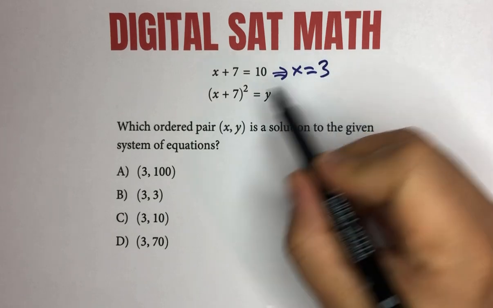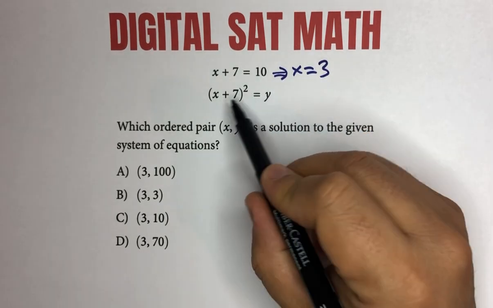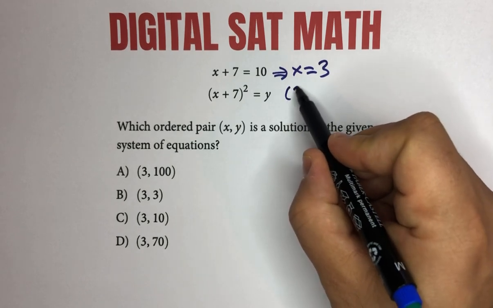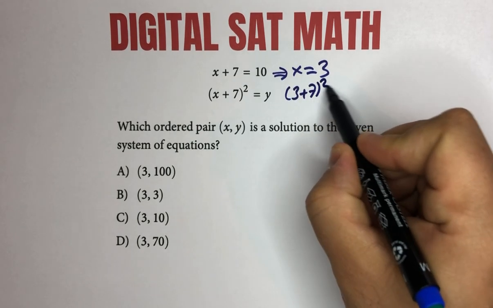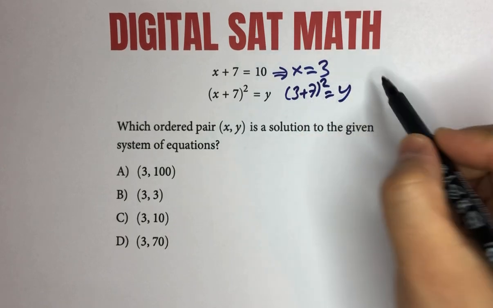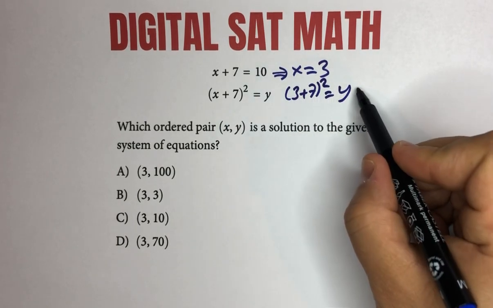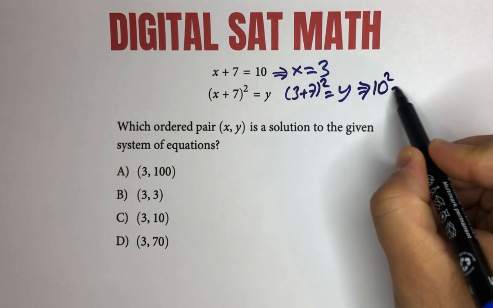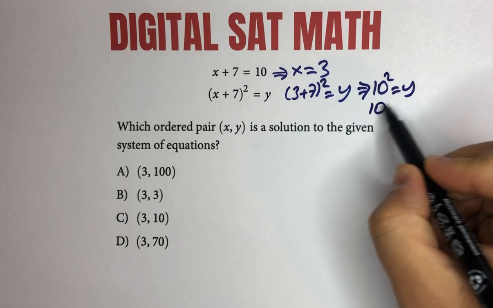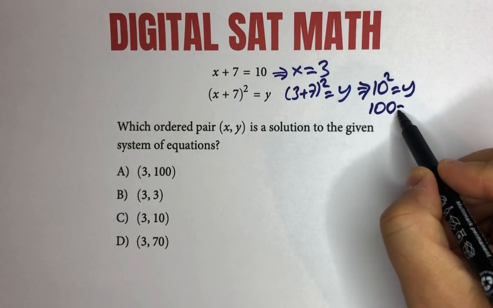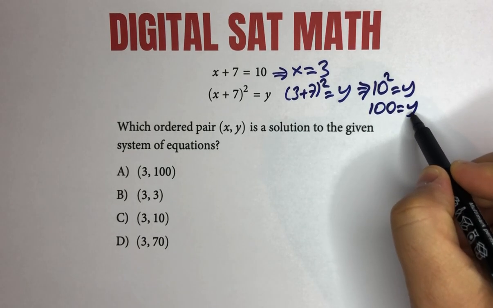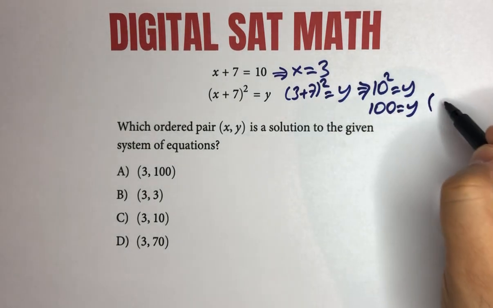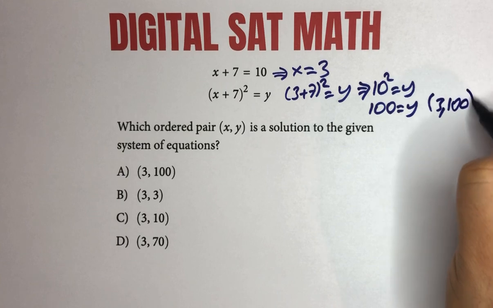Then you can go ahead and substitute the value of 3 in this parentheses. So (3 + 7)² will be the value of y. And 3 + 7 is 10. 10 squared is the value of y. 10 times 10 is 100. So the value of y is 100. X is 3, and your answer will be, based on this, 3 and 100.